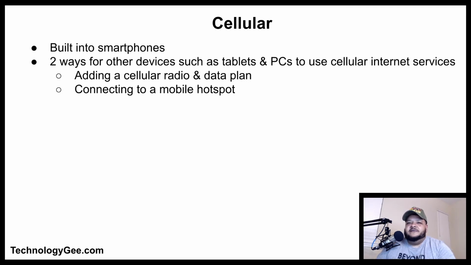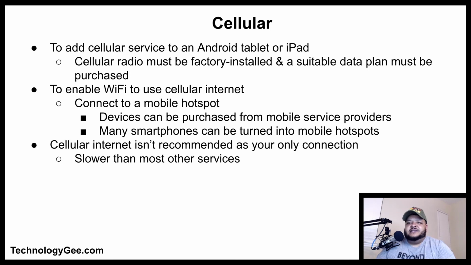There are two ways for other devices such as tablets and PCs to use cellular internet services, and that is by adding a cellular radio and data plan or connecting to a mobile hotspot. To add a cellular service to an Android tablet or iPad, the cellular radio must be factory installed and a suitable data plan purchased from a mobile carrier. To enable devices that have only Wi-Fi or wireless Ethernet connection to use cellular internet, you would connect them to a mobile hotspot. Mobile hotspot devices can be purchased from mobile service providers.